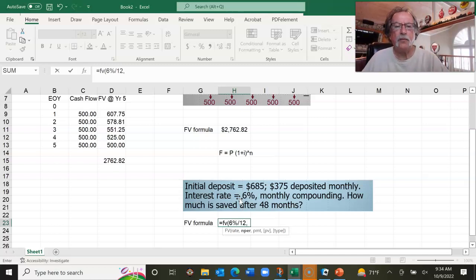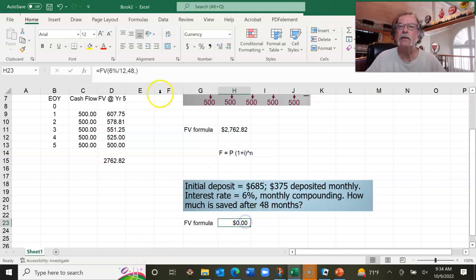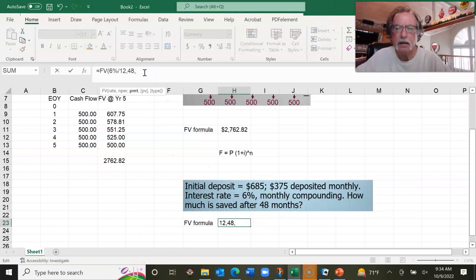Number of periods, it's 4 years, it's 48 periods. The payment, we're going to deposit $375 every month. The present amount, we know it's $685. Is it positive or negative? Well, let's just see.